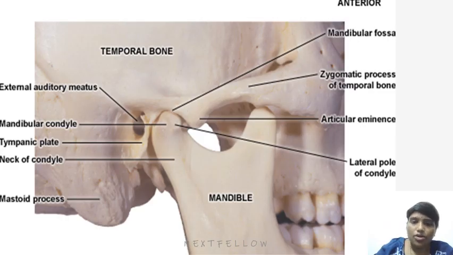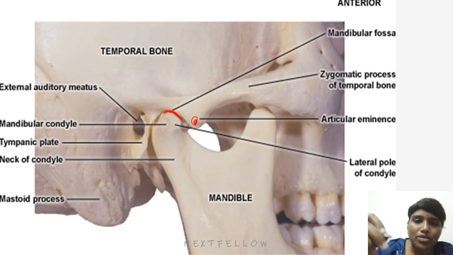TM joint or jaw joint, temporomandibular joint, it is a condylar type of synovial joint. The articular surfaces are: the articular surface above is articular eminence and anterior part of mandibular fossa, whereas below it is by head of the mandible. What are the ligaments we see in the TM joint?